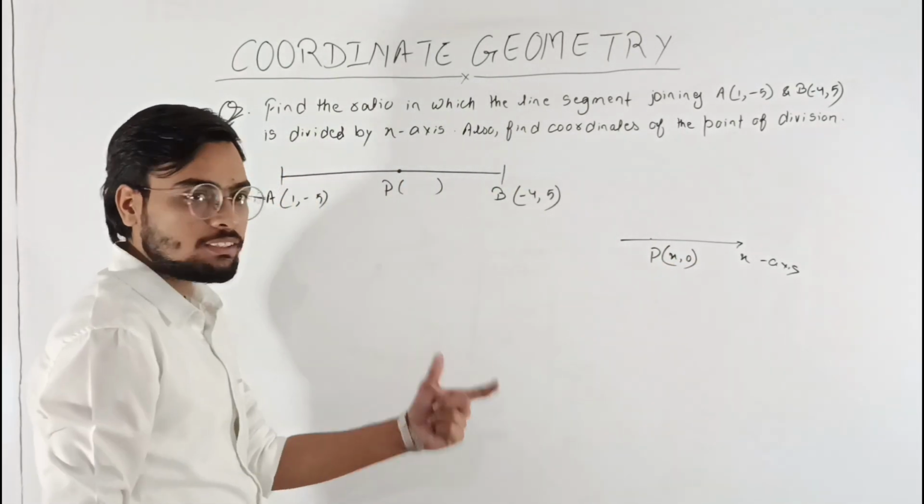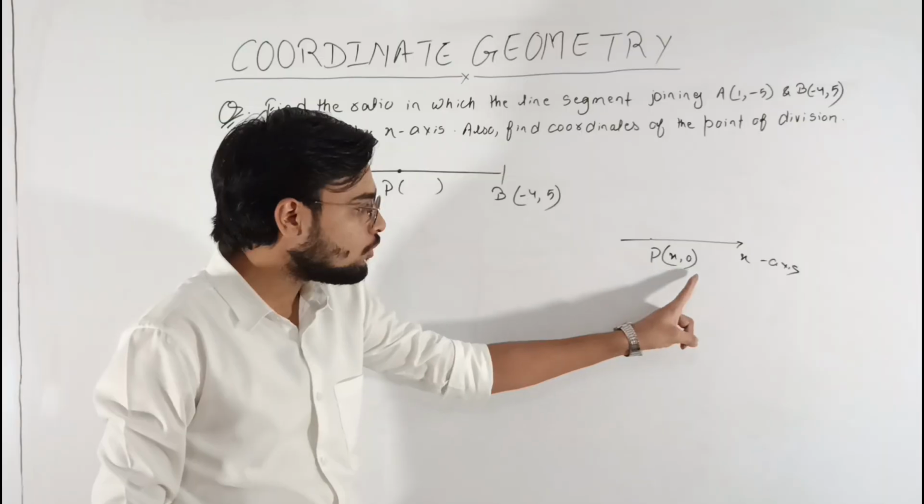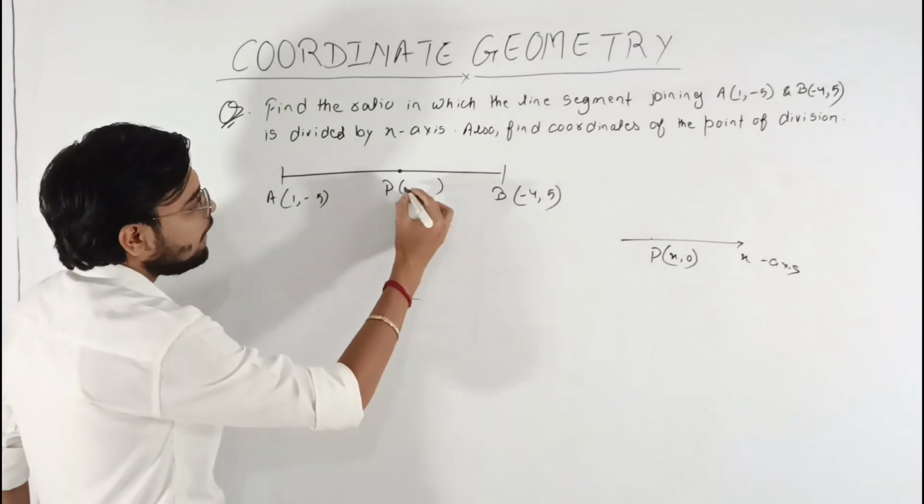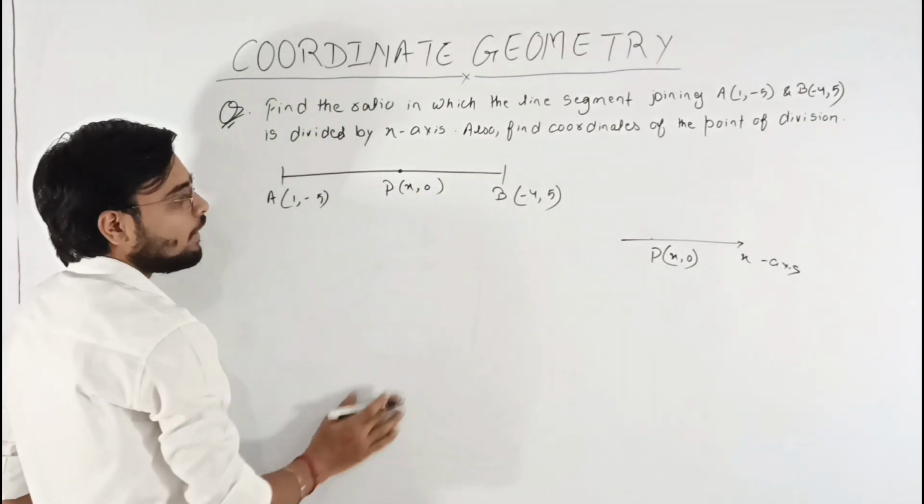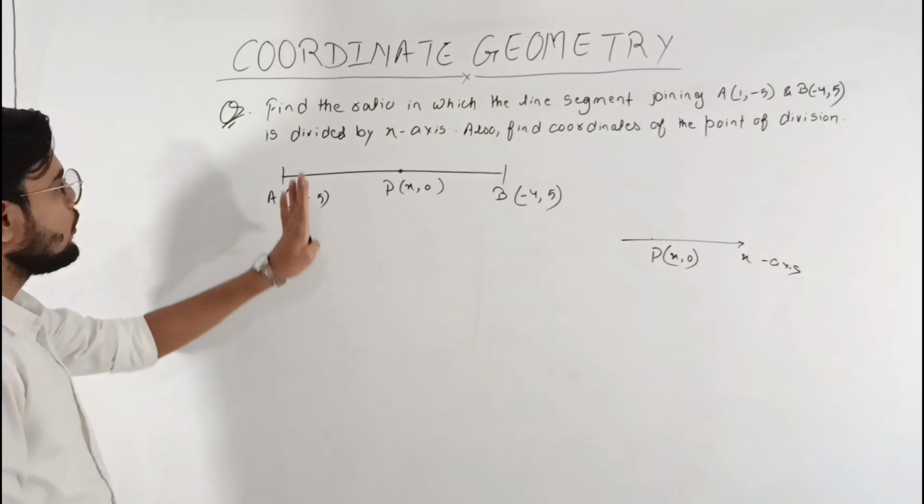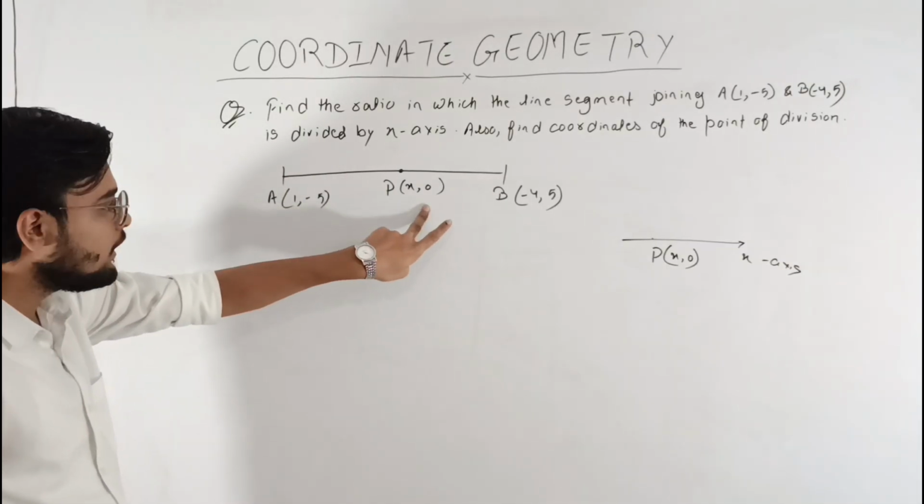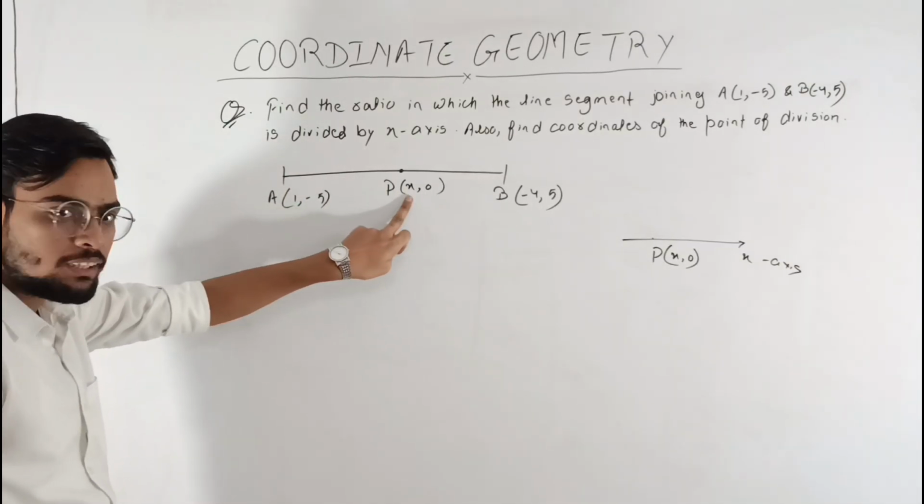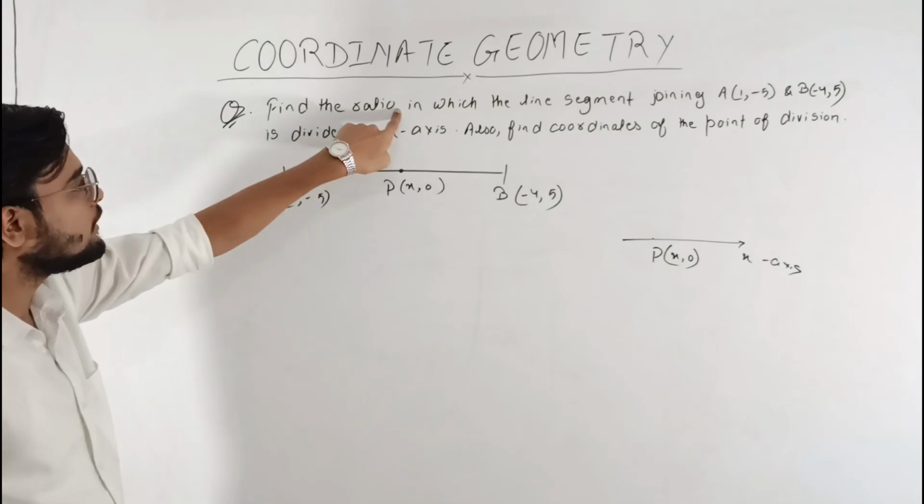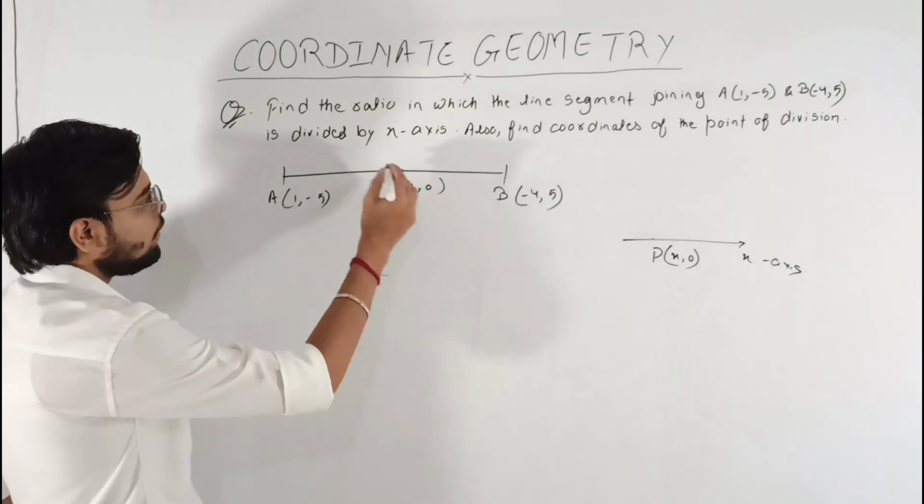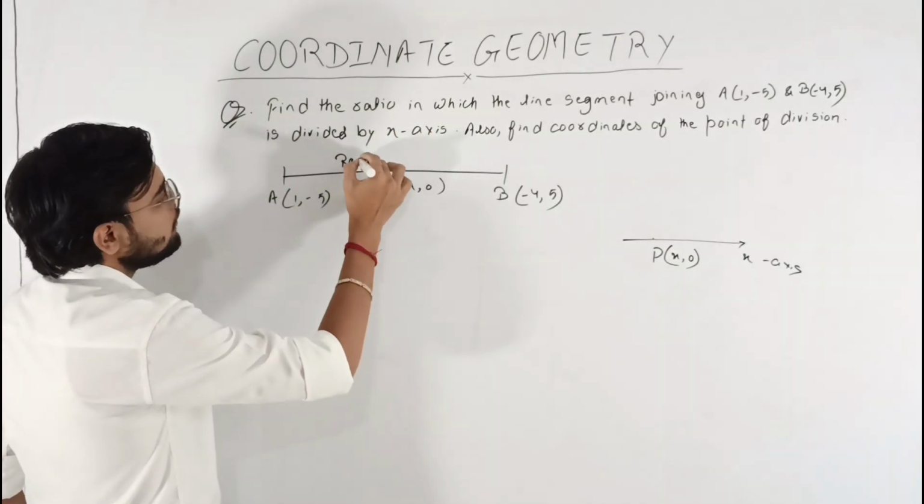A point which lies on the x-axis has only an x coordinate and no y coordinate. So the point P has only the x coordinate, which is x, and the y coordinate is 0. Now we have to find the coordinates of P, which are (x, 0). So we have to find x, and again we have to find the ratio in which this line segment is divided.